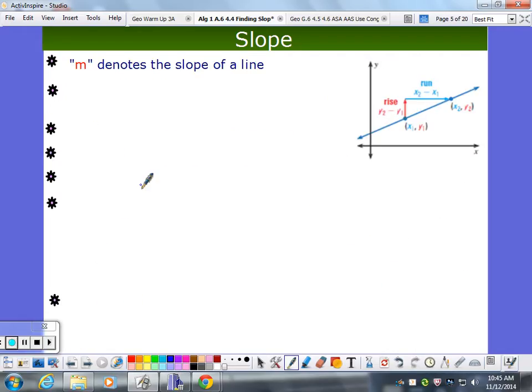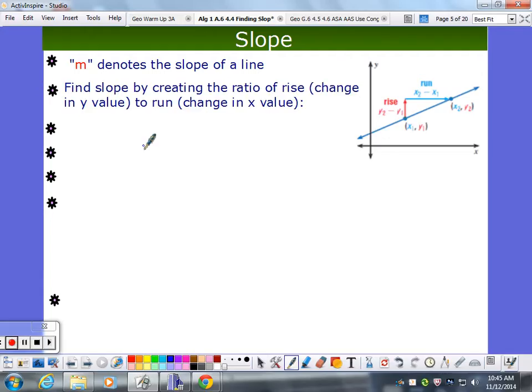So let's see what I got here. For some reason, and I don't know why, and I keep asking somebody to go find this out for me, and nobody will, we use this letter M to mean slope. I don't know why. So if you see an M, it means slope. So you find slope by creating a ratio of the change in the y values to the change in the x values.